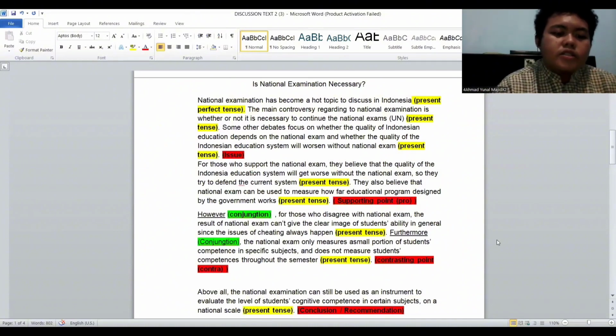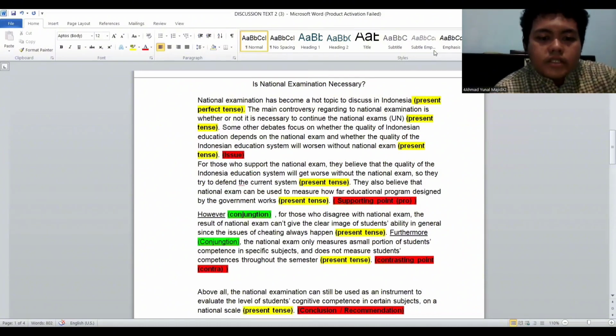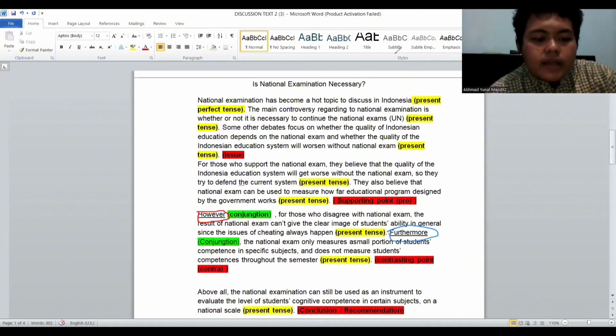Then for the conjunctions, there is however, and there is furthermore. The word however is used to show that the content of this paragraph is the opposite of the previous paragraph. I repeat, the word however is used to show that the content of this paragraph is the opposite of the previous paragraph.